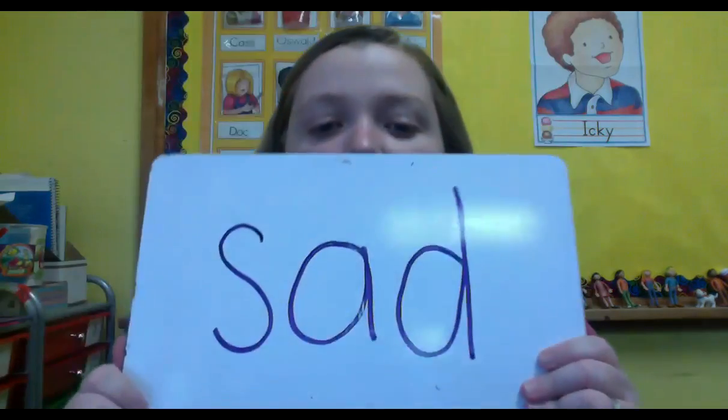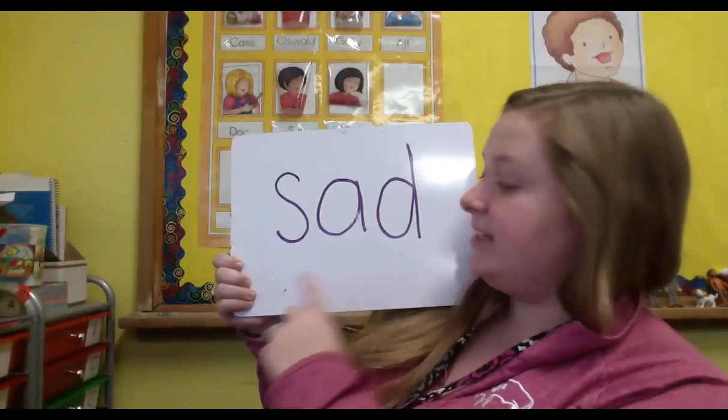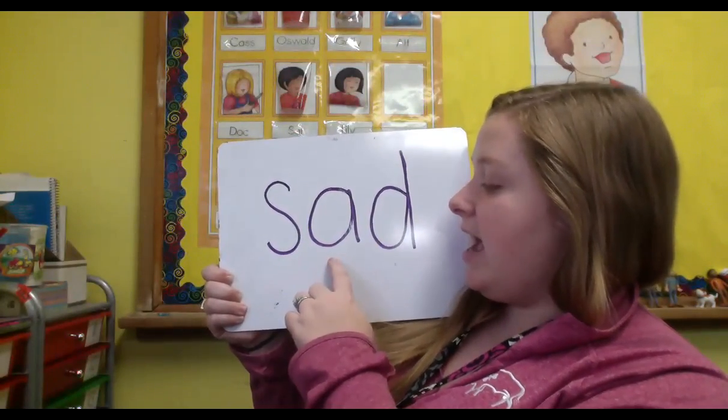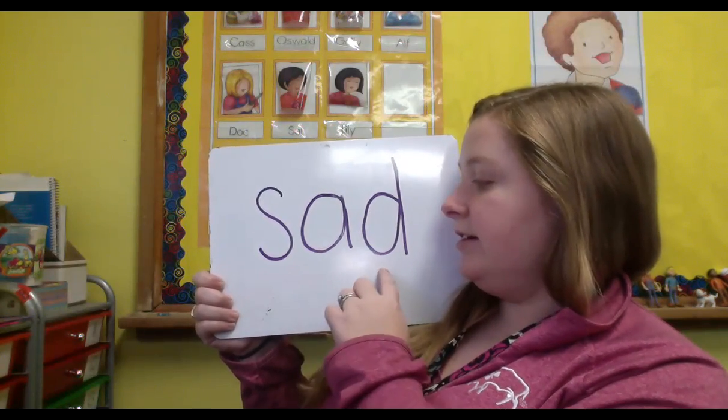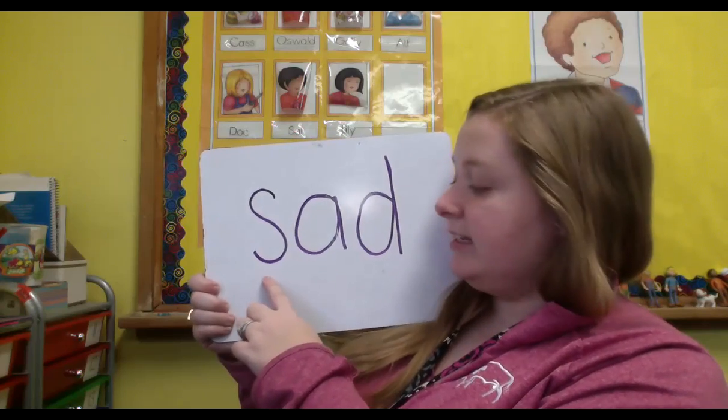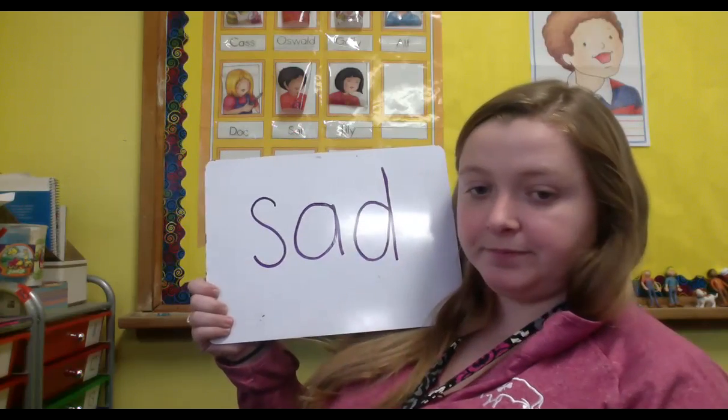All right, if you are ready, get your boards ready. If you are not ready, pause the video. Okay, show your boards in 3, 2, 1. All right, how do you spell the word sad? Say it with me. S-A-D. Let's sound it out. Ready? S-A-D. Say it, put it all together. Sad. All right, you can erase the word sad off your board. And let's continue on.